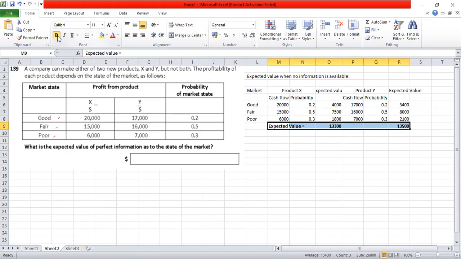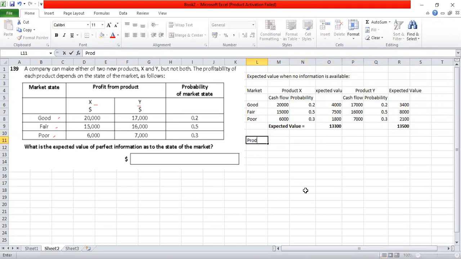So which one is more profitable? Product Y. Okay. So from this we understand that product Y is more profitable. So the selection will be to produce and sell product Y. But let's say if information is available, expected value when information is available.